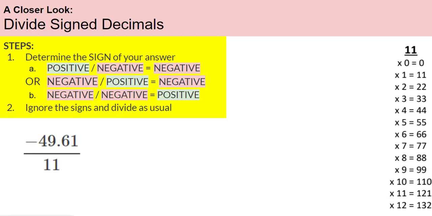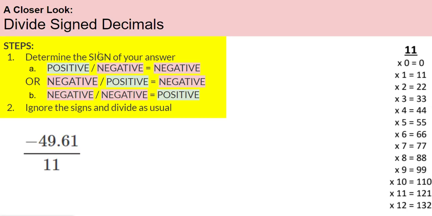Ready to divide with some decimals. If you remember in the last lesson, the steps in today's lesson stay the same. So let's look at this problem: negative 49 and 61 hundredths divided by 11.